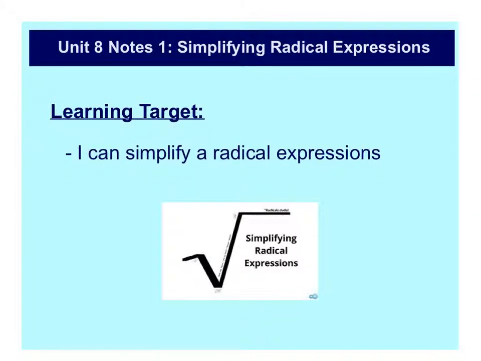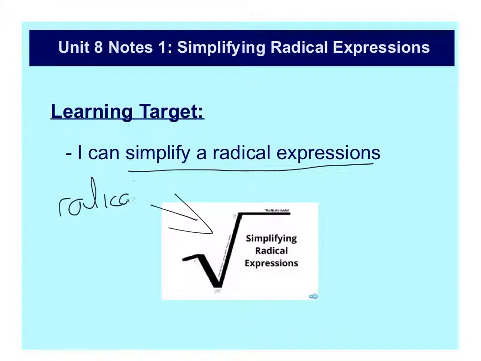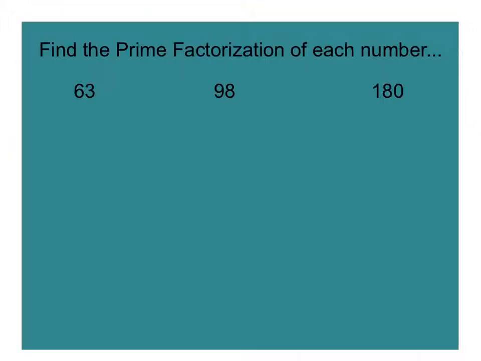Okay, ladies and gentlemen, this is Unit 8, Notes 1, Simplifying Radical Expressions for Algebra B. So, simply enough, what you need to be able to do is simplify a radical expression. Remember, this is the radical sign. And so that's kind of all we're dealing with. So, when we say simplify, we mean start with this.